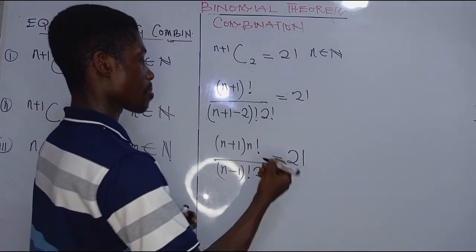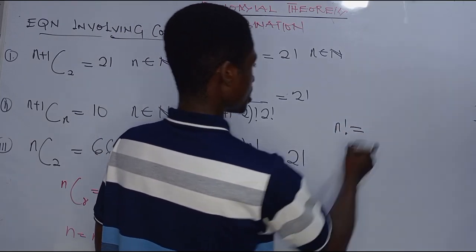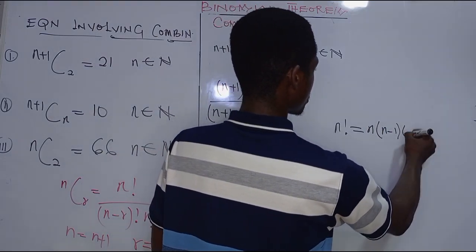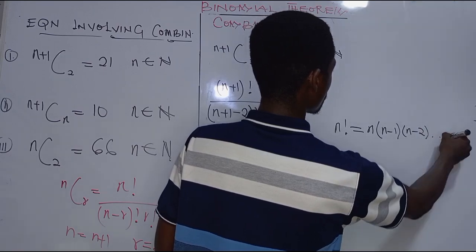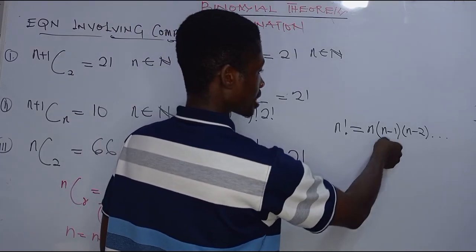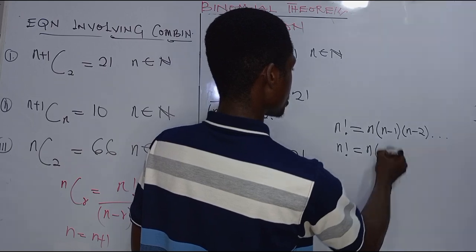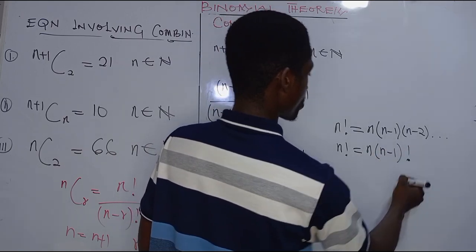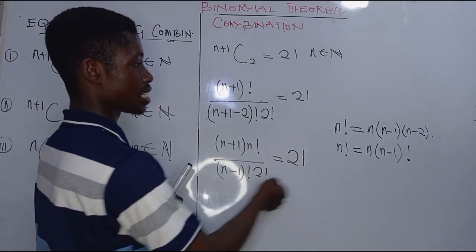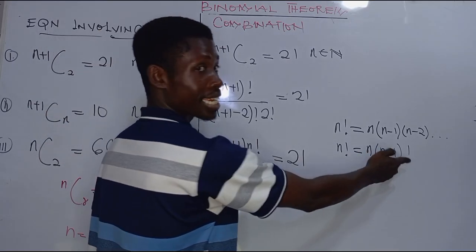Now we know that from factorial in our previous lesson, n factorial is the same as n times n minus 1 times n minus 2, and so on. Since we are having n minus 1 factorial, we can end at n minus 1. So n factorial is going to be n times n minus 1 all factorial. Because we are having n minus 1 factorial here, we can end here so that this will cancel that. That's the reason why we are ending at this very point.